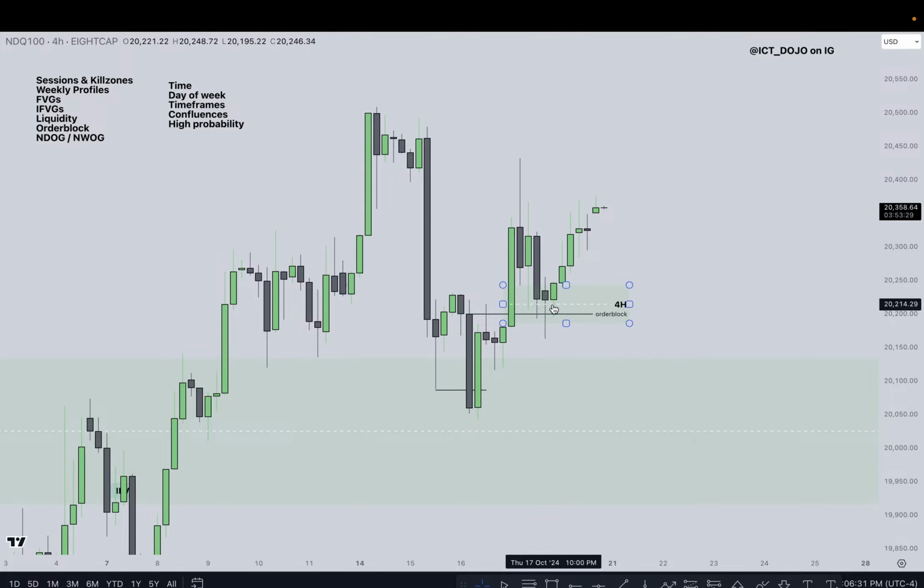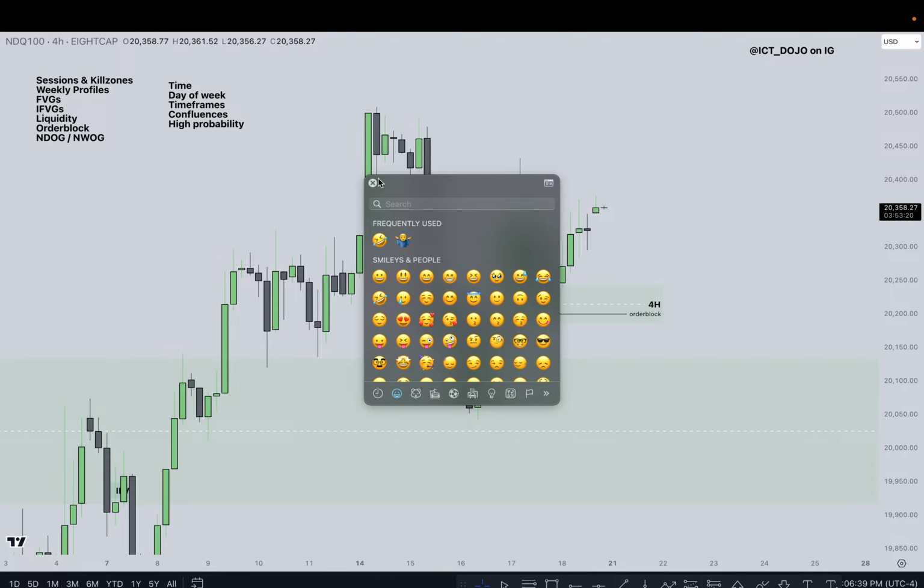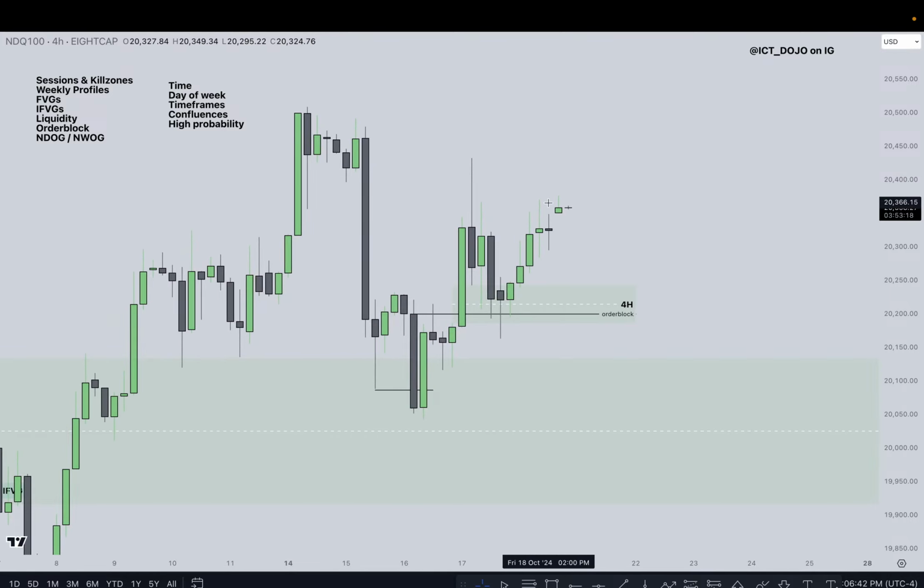All the bodies staying above the midpoint of this 4-hour fair value gap. Right? Wicks tapping into the order block, but overall pulling back up to the midpoint. So when it comes to using the confluences, you want to make sure that you're first understanding the higher time frame. On the higher time frame, you need a long-term bias. This singular pullback right here isn't enough for you to start scaling down into the lower time frame and trying to look for a trade.